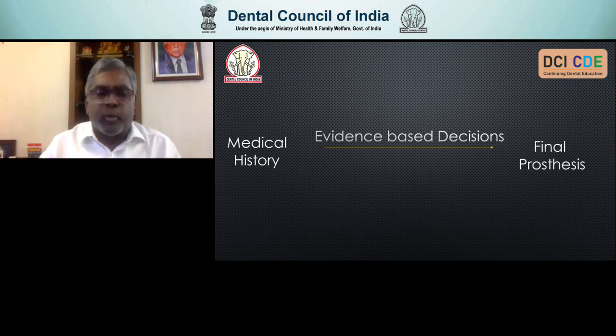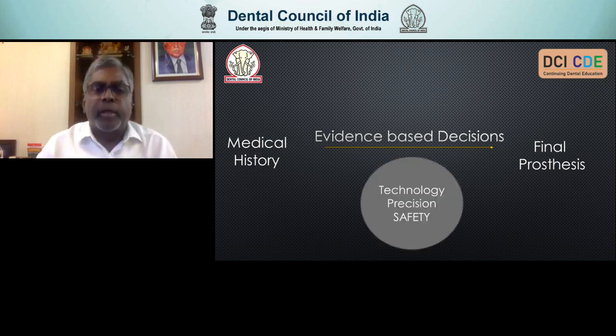I'm looking at two extremes. One is the medical history, which is where we all have to start. And then at the other end is the final prosthesis. So what is in between is the evidence-based decisions, because today we have science and technology with us. We need to look at the evidence-based decisions using high-end technology, which leads to precision and certainly the safety of the patient. So the importance of using technology and making it precise and safe is the whole goal of today's treatment.